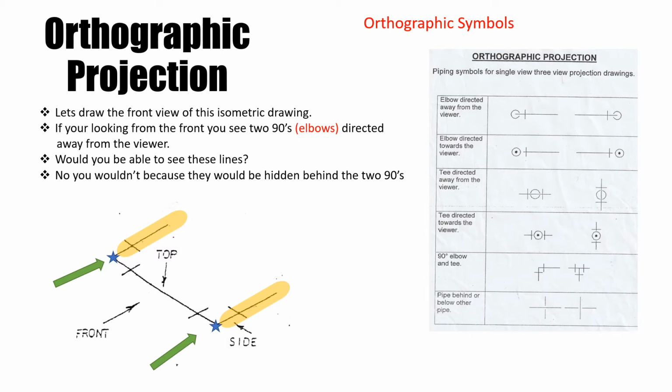All right, so you have to just keep in mind when you're doing these drawings, picture yourself right in front of the elbow, or the T as we get into it later on. And you have to understand the direction that they're going. These are going away from you. You're standing here, front view, they're turning away from you.